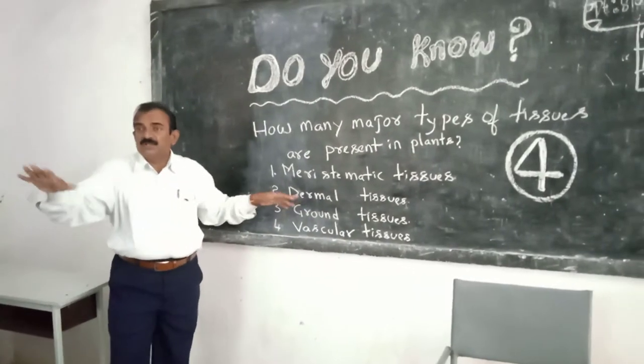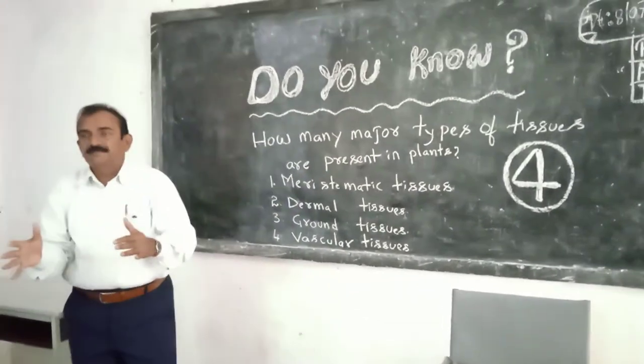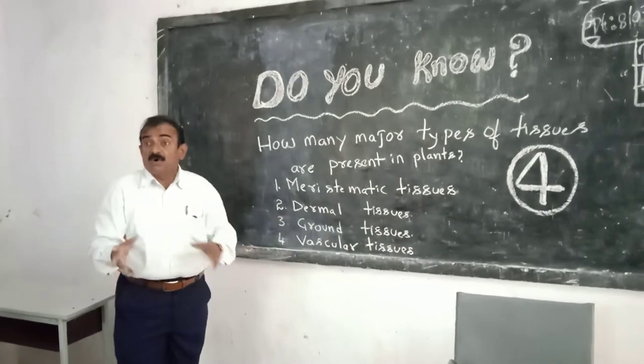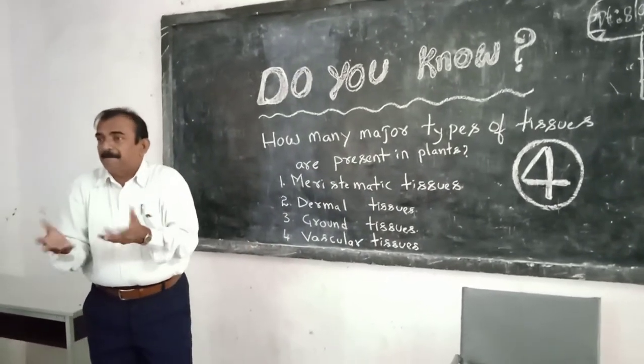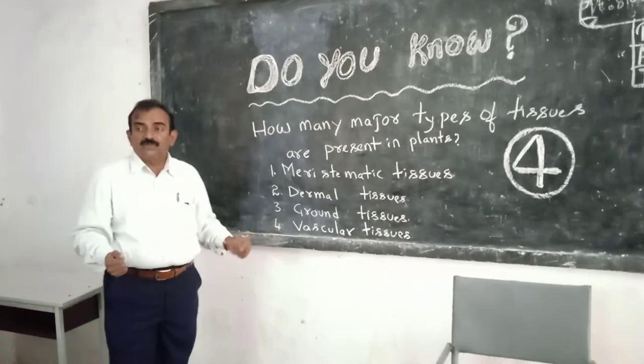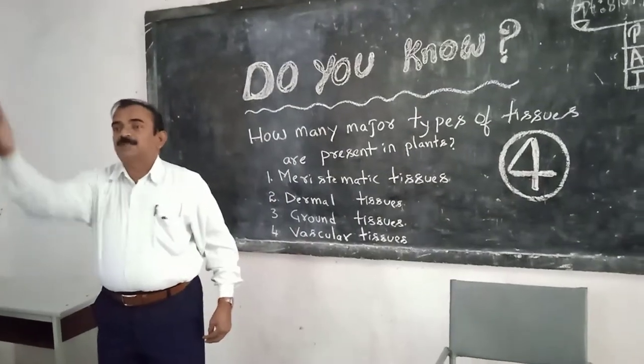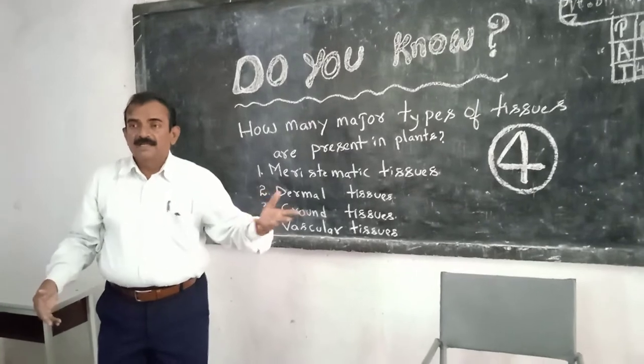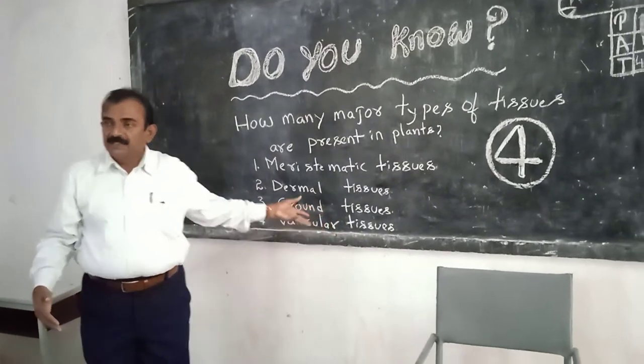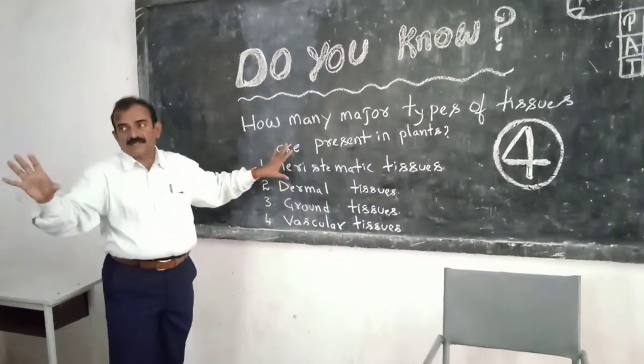And dermal tissues are useful to cover their body parts. And third one, ground tissue forms major part of the plant tissues. And fourth one, vascular tissues. So vascular tissues are useful for transportation of food and water. Xylem and phloem vessels are present. So that is the reason they are called vascular tissues.